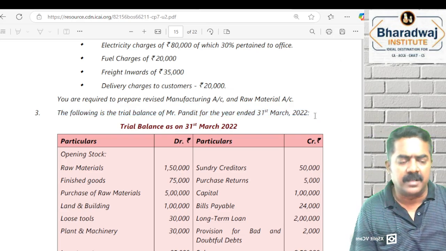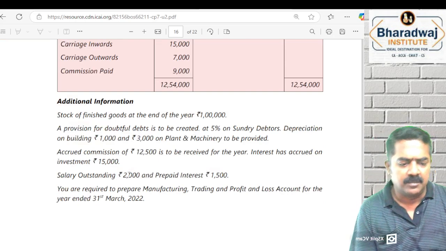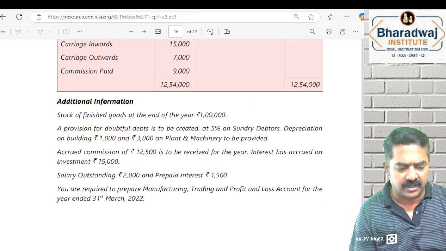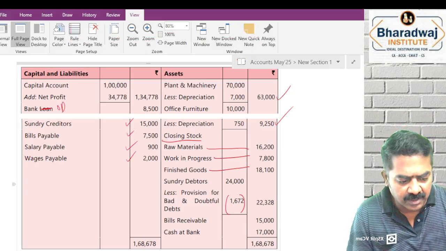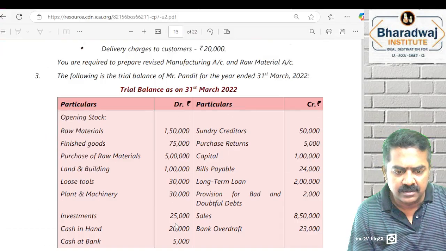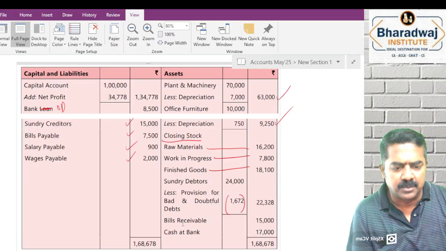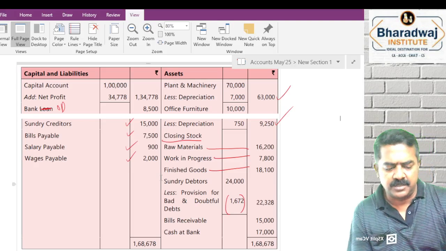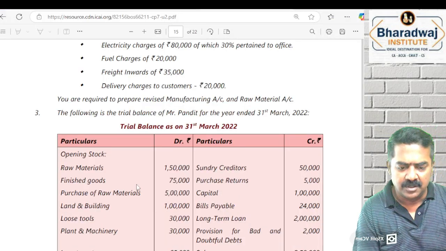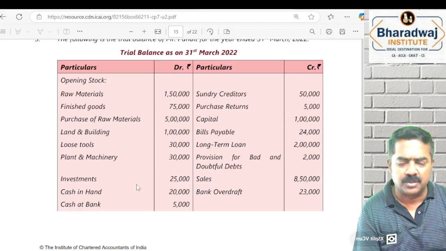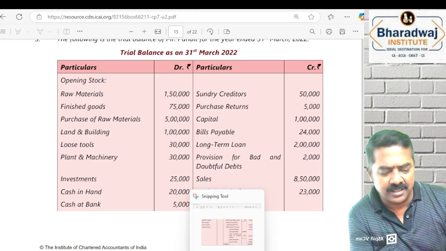What account you are going to prepare? Manufacturing account, then which account? Trading account, then P&L account. Question number, which one? 3. Okay, which question number? 3 or 4? 3. So, material question na. Question number 3 we will do. Take up this first. Don't look at the solution. Please try for this question number 3. Which account? Manufacturing account, trading account, then what? P&L account, then balance sheet.